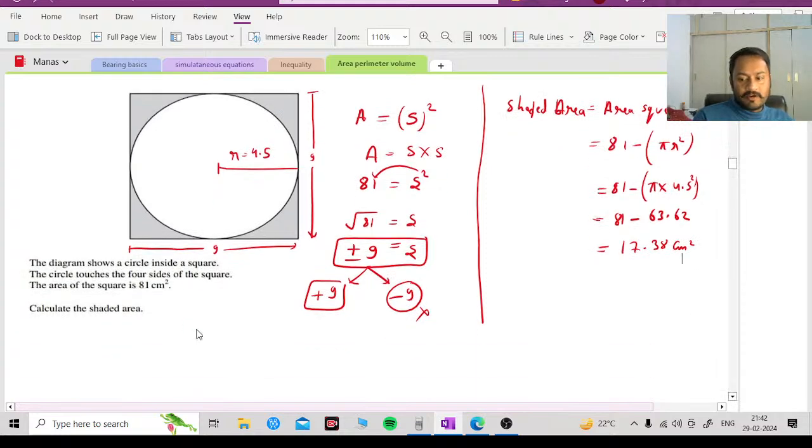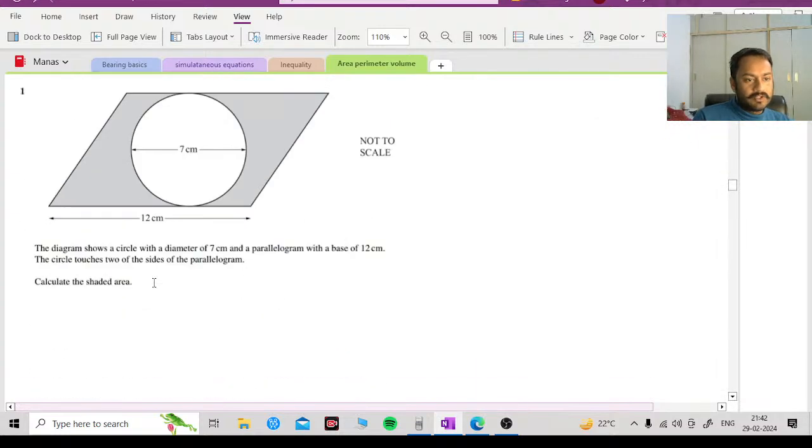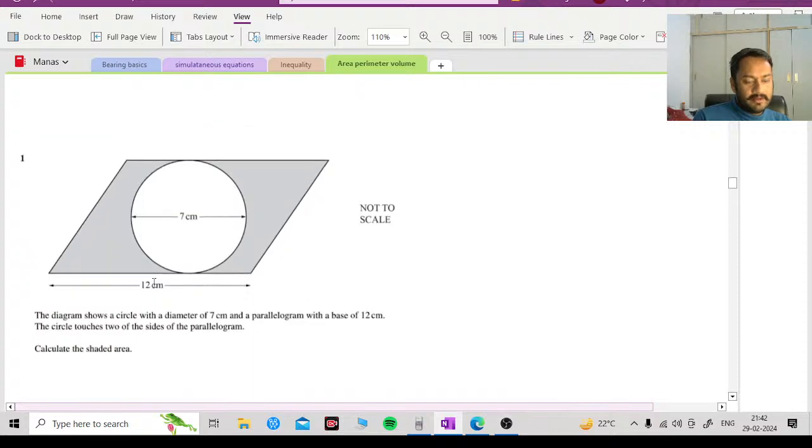Absolutely right. Now coming to the next question, let's see who can give it a try. Very good. So you've done a wonderful task. Now this diagram shows a circle with a diameter of 7 centimeters. So the diameter of the circle is given to you, and you can find the radius: 7 by 2 is 3.5. And the parallelogram has a base of 12 centimeters.